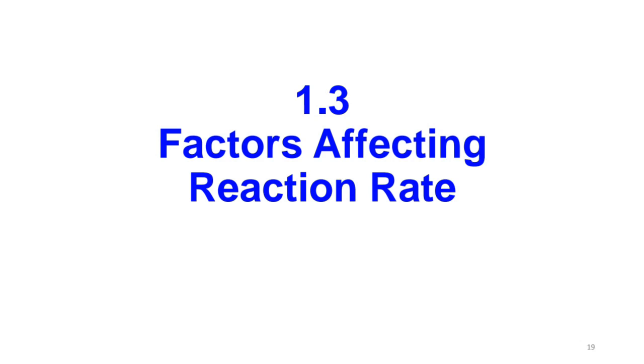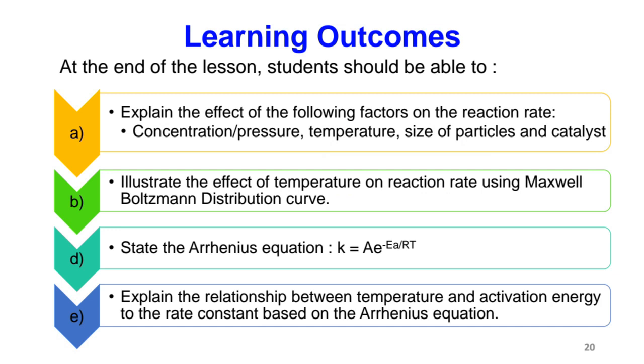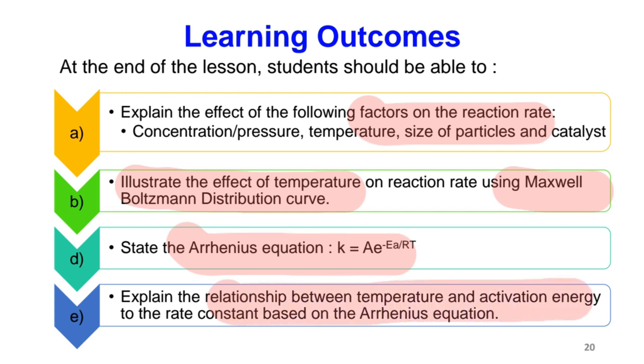Subtopic 1.3 Factors Affecting Reaction Rate. In this subtopic, I am going to explain the factors that affect the rate of reaction, illustrate the effect of temperature by using the Maxwell-Boltzmann distribution curve, and explain what the Arrhenius equation is. Lastly, the relationship between temperature and activation energy to the rate constant based on the Arrhenius equation.